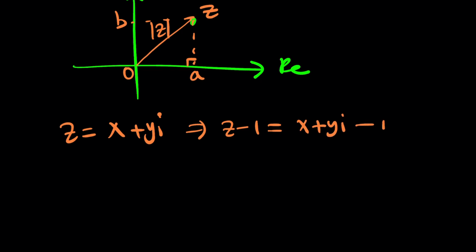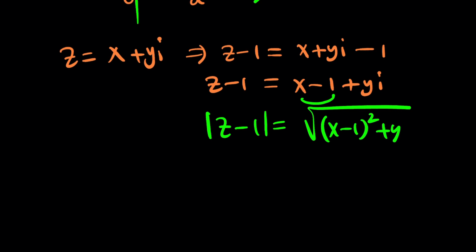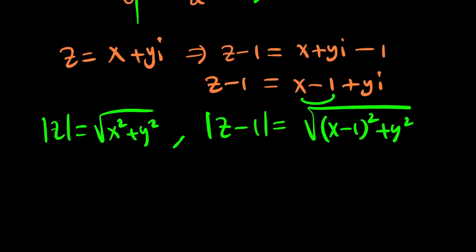So if z is equal to that, then z minus 1 is just going to be this number minus 1. But we kind of have to consider the following. If you're trying to find the absolute value of a complex number, you need to separate the real and imaginary parts. Here, the real part is x minus 1, and the imaginary part is y. So in other words, the absolute value of z minus 1 is just going to be the square root of x minus 1 squared plus y squared, which is slightly different from the absolute value of z, which is the square root of x squared plus y squared. So this is all we need.